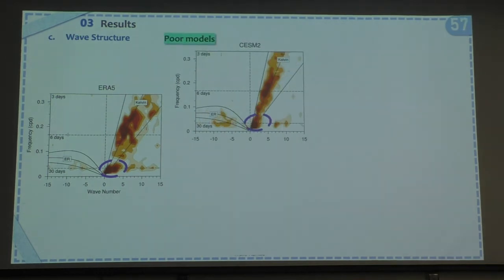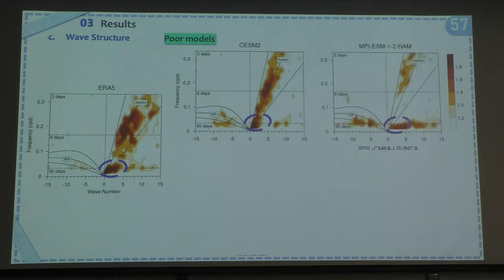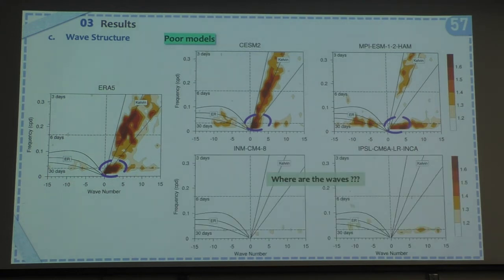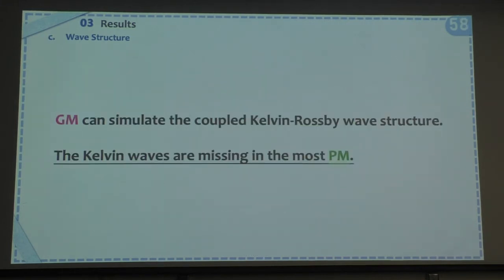But in this poor model, the Andrew signal is concentrated in wave number 1. In this model, the signal is concentrated in wave number 4 to 5. I think that is not an Andrew signal. And here, the two bottom poor models can show a very clear signal. So in this part, we can see that the good models can simulate the Andrew structure, the coupled Kelvin Rossby wave structure. But in the poor models, the Kelvin wave is missing.